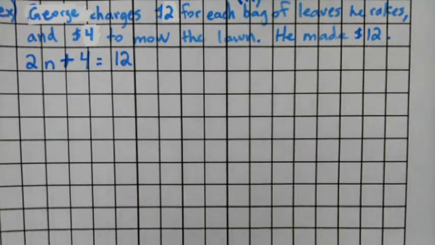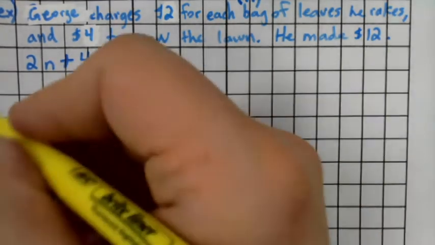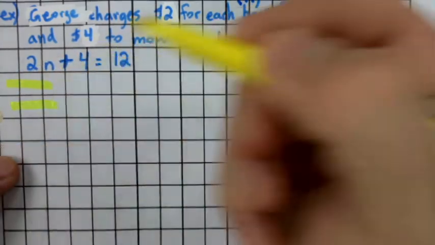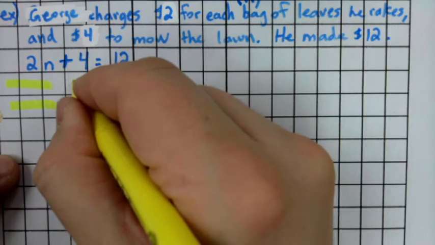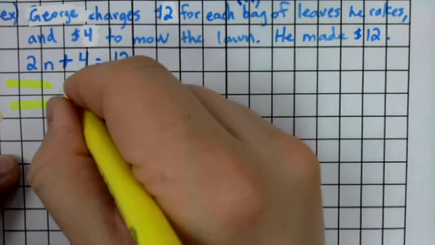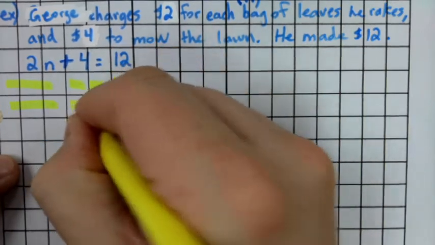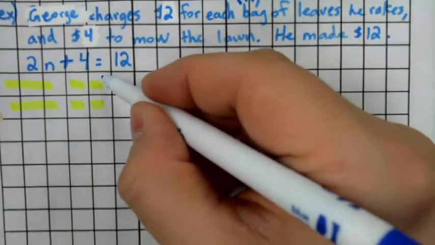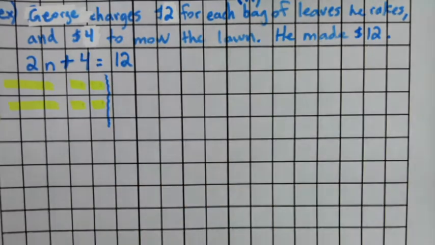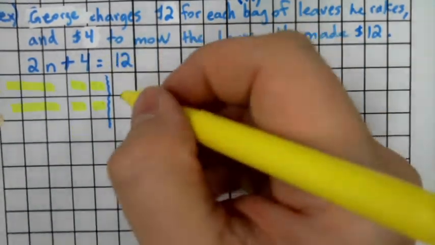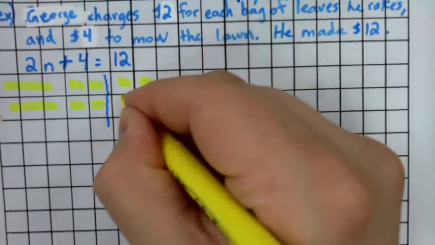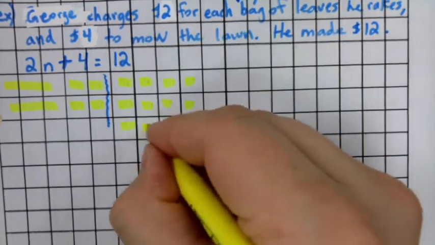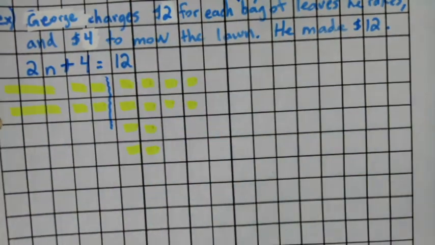And then I'm going to take this and I'm going to draw out the model using algebra tiles. So there's two n's, so I'm going to draw two n's. And I'm going to draw also 4 positive blocks here. I also have my equal sign, so I'm going to draw the line down from it. Then I have 12 tiles here, 4, 5, 6, 7, 8, 9, 10, 11, 12. I'm going to do it this way.